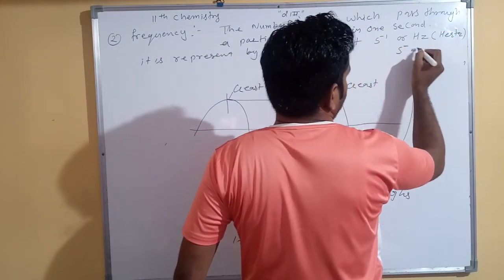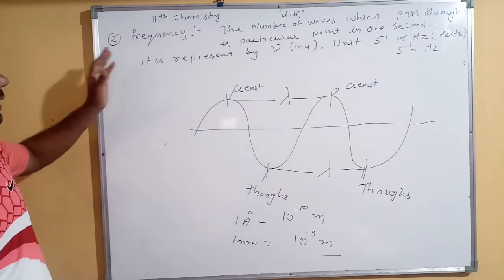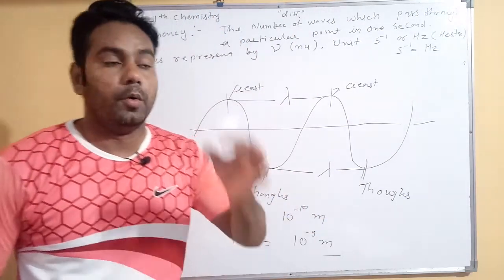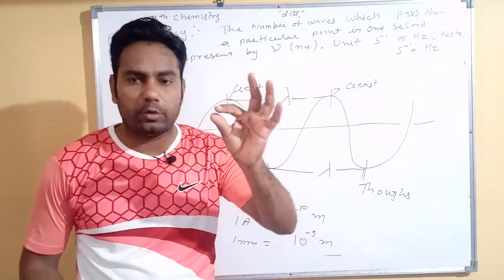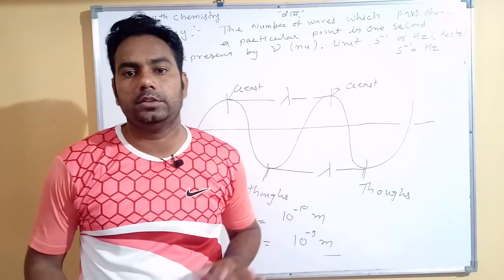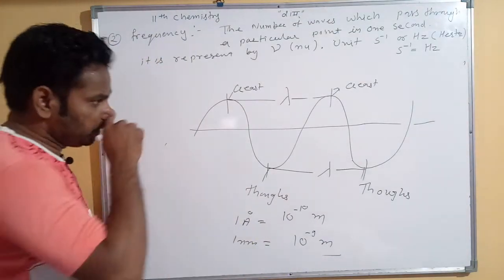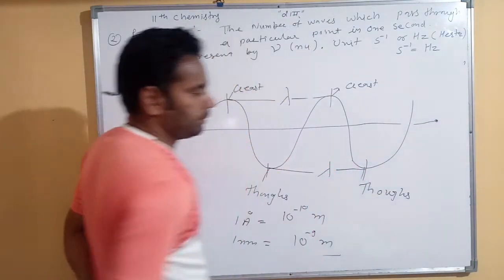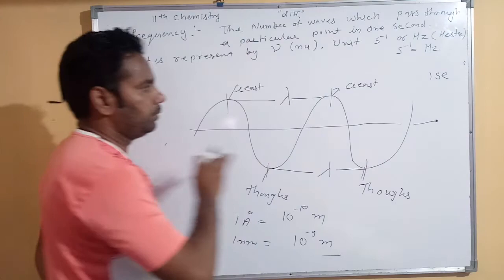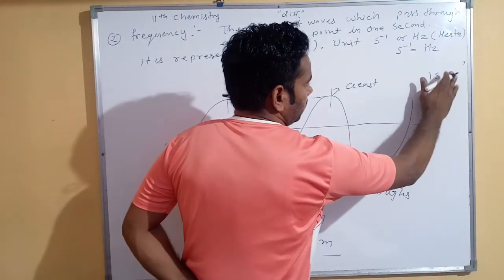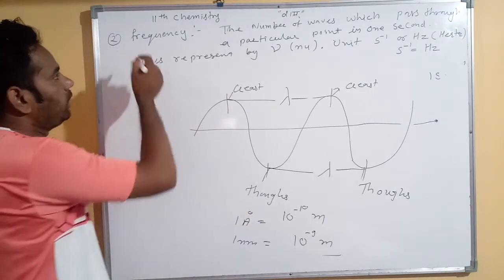Okay, you also understand second inverse is equal to hertz. Okay, what do you mean by frequency? The number of waves which pass through particular point in 1 second is called frequency. Okay, at particular point how much wavelength is passed in 1 second is called frequency. Suppose I have one point is there, so how much wavelength pass through this particular point in 1 second, that number of waves is called frequency.